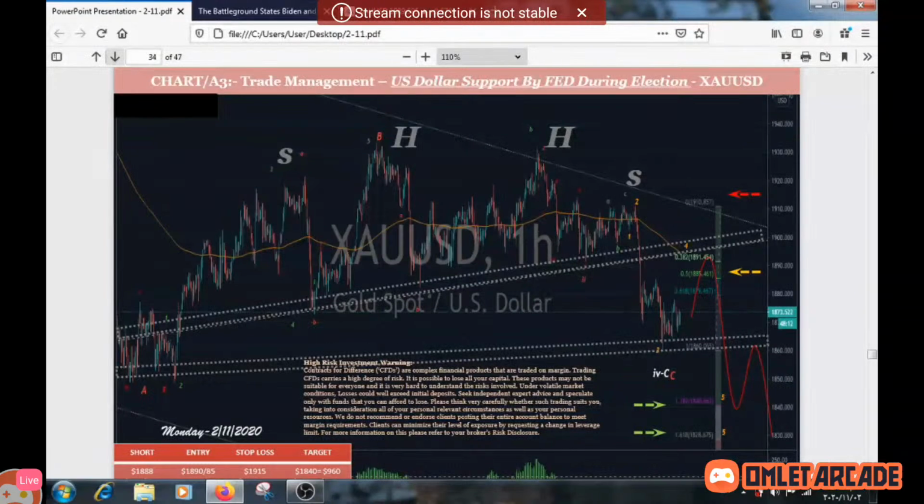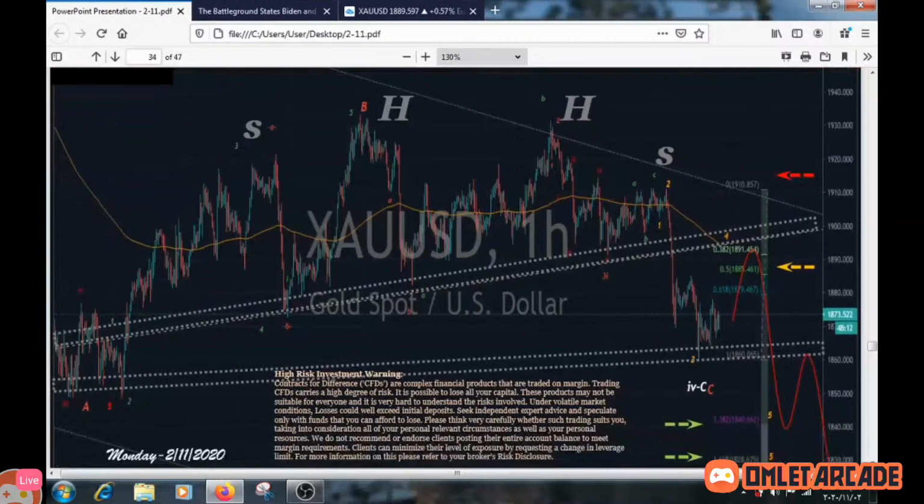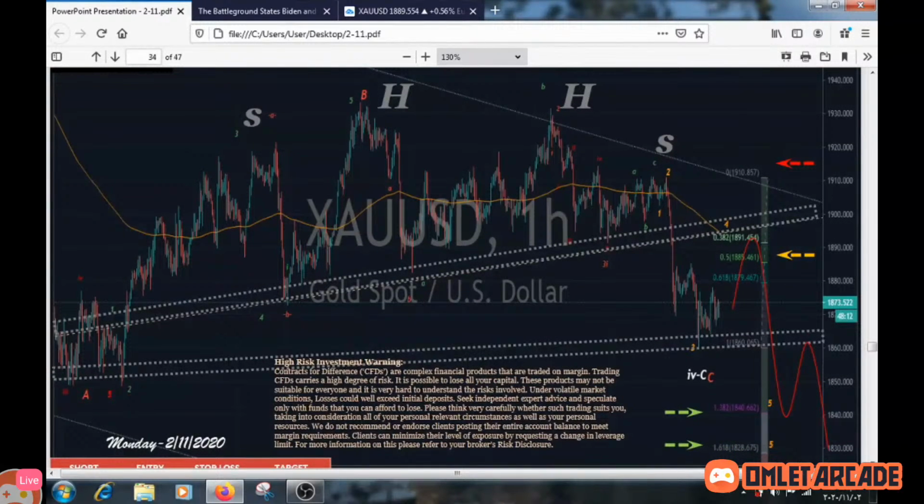Victory for Biden tomorrow, earlier than expected, and it's a landslide victory. Then this is what we would see. Remember that we are currently at 1,891, which is exactly that point. Okay, so we have positive momentum.